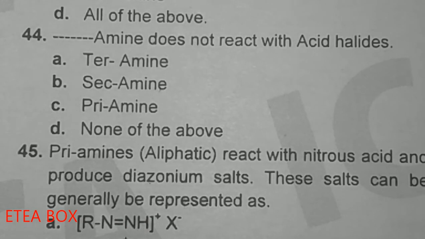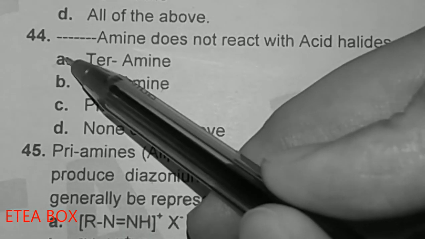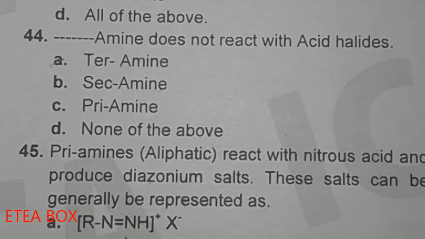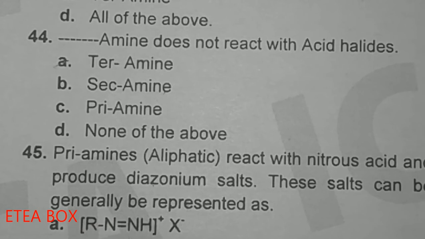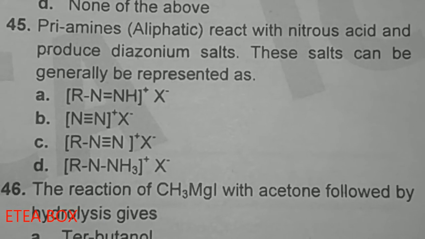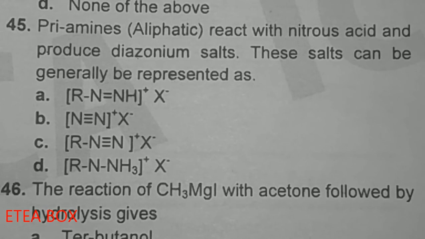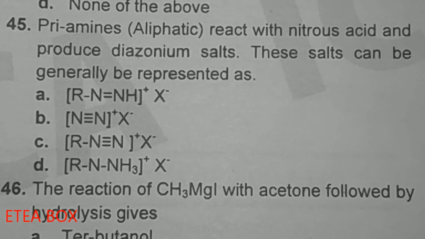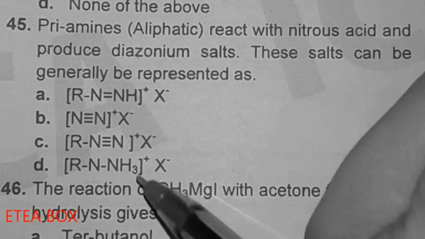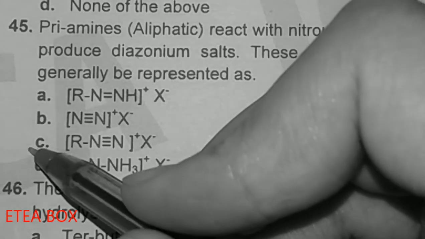Dash amine does not react with acid halide. Tertiary amines do not react with acid halide because they don't have a hydrogen atom to react with. So option A is correct here. Primary amine reacts with nitrous acid and produces diazonium salt. This salt can generally be represented by R-N≡N+ X−. Option C is correct. They can generally be represented by this one.